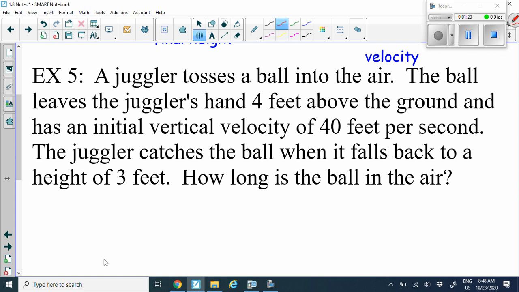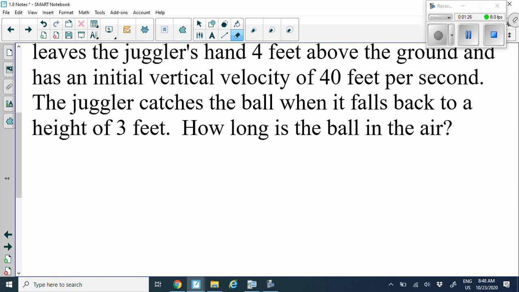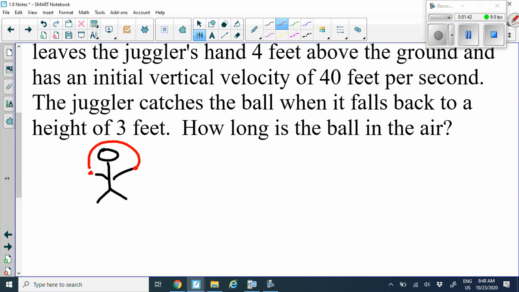So if we're thinking about a juggler, we have a person. Sorry for my lovely pictures, they're not the best, but I do what I can. So we have the juggler, he has the ball, he tosses it, and then he catches it. Notice that we make a parabola here, so that means we are launching something. So we are going to use h equals negative 16t squared plus v naught t plus h naught. Now we need to plug values into here.